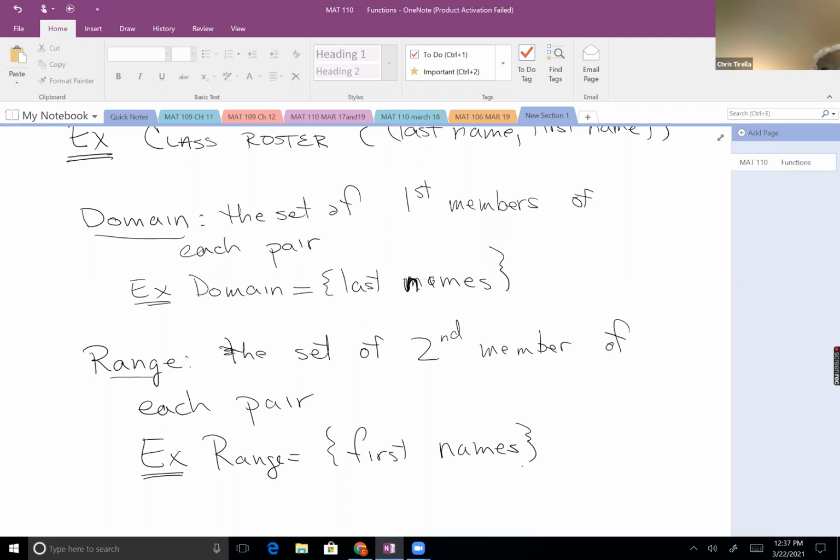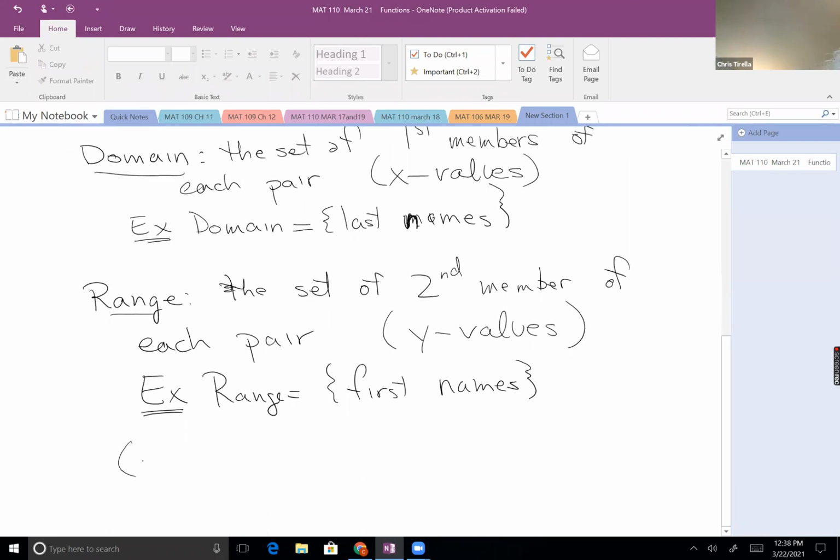So if I look at a relation as being a set of ordered pairs, the first members are the domain, the second members are the range. Sometimes when people think of the first members, they think of them as being the X values, and the second members, the Y values. That idea helps me remember which is the domain and which is the range. I look at a set of ordered pairs as X, Y, and I remember that X comes before Y because I put them in alphabetical order.